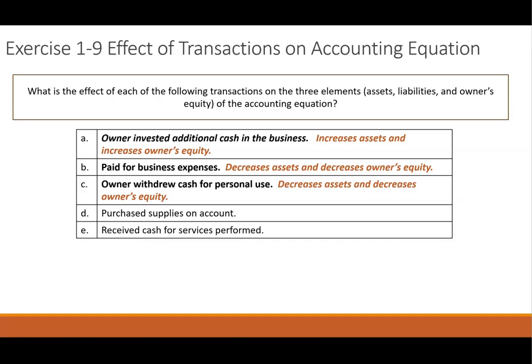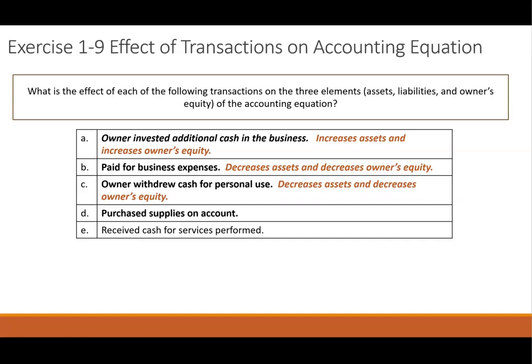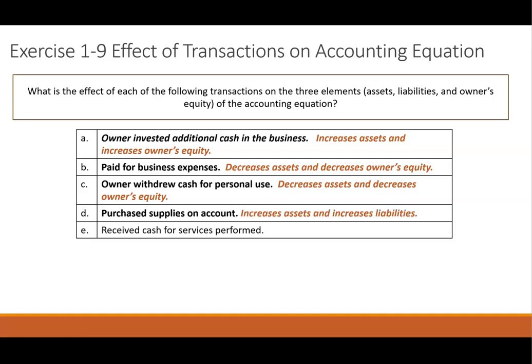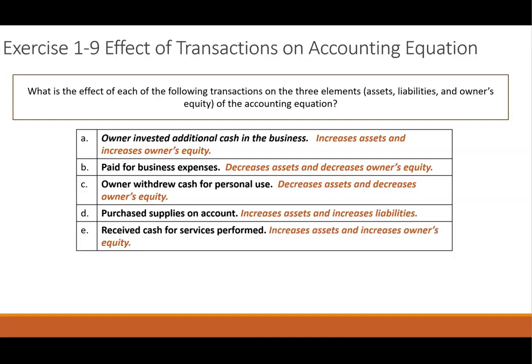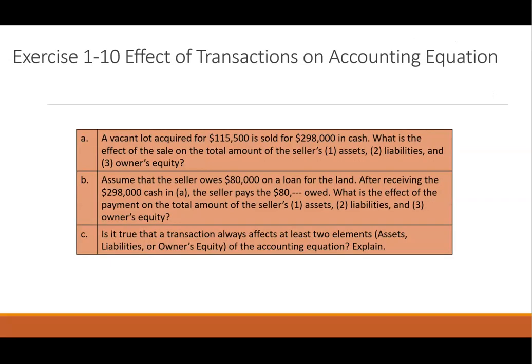Now, here's an interesting one. Think about this. Purchase supplies on account. Supplies is an asset. It goes up. But he didn't use cash to pay for them. He owes the money, so it creates a liability. So assets increase and liabilities increase. Then, if he receives cash for services performed, cash, which is an asset, increases, and owner's equity, revenue, also increases. Now we've got a couple more.